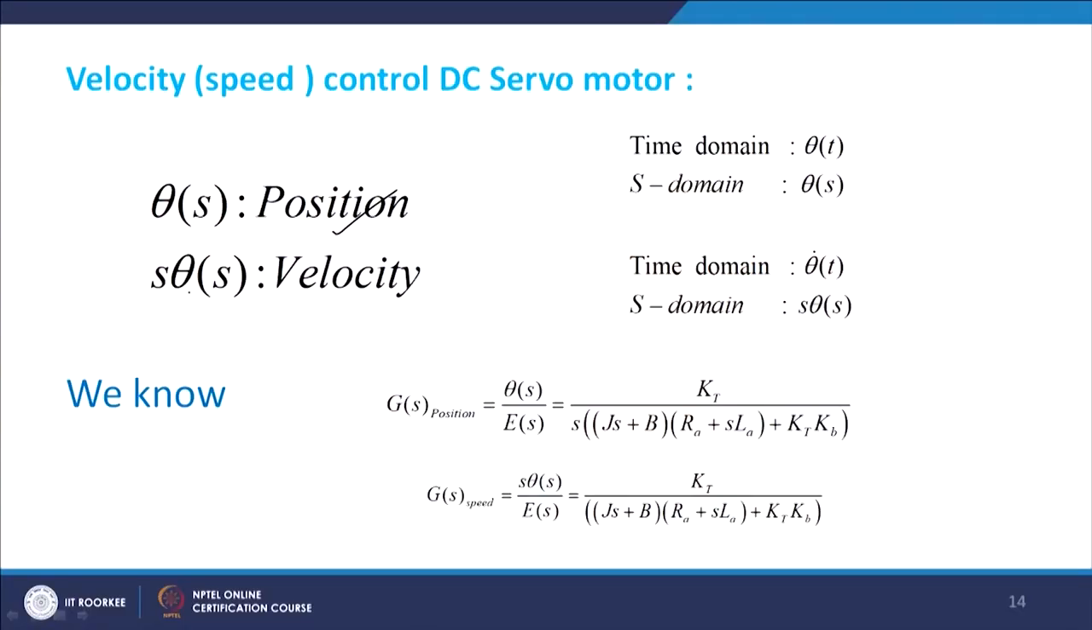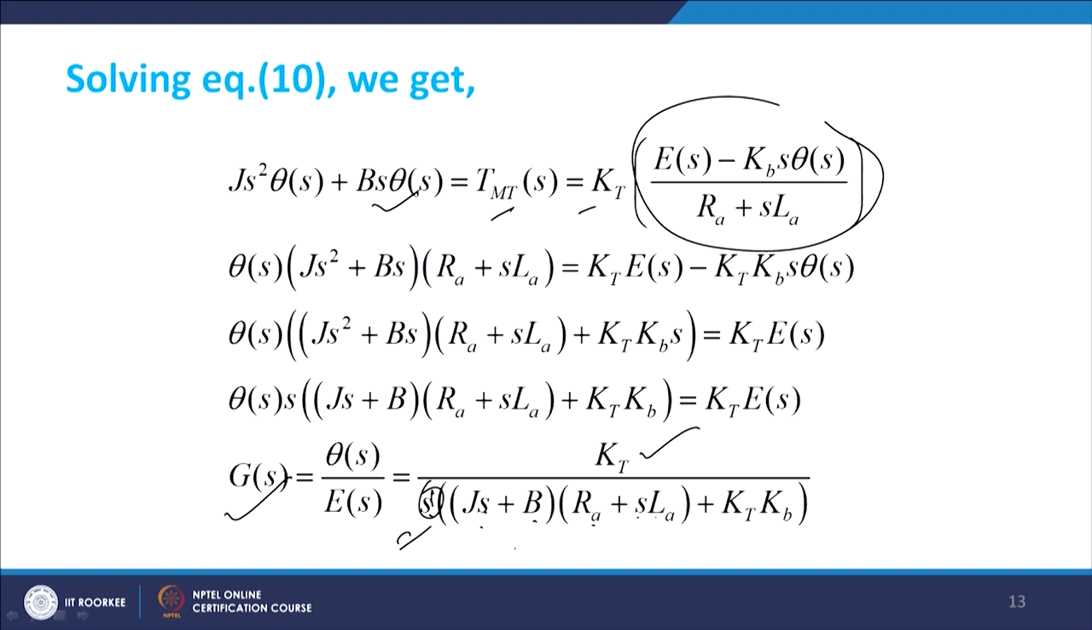Therefore now we are doing the model of a DC servo motor armature control, that is basically the speed control model, speed model. So theta of s is position, so s theta of s is velocity. Time domain theta(t), s domain theta(s); time domain theta dot, s domain equals s theta(s). This is for the position and this is for velocity. So G(s) position equals theta(s) by E(s) equals K_T by s[(Js + B)(R_A + sL_A) + K_T K_B], that is the same expression.